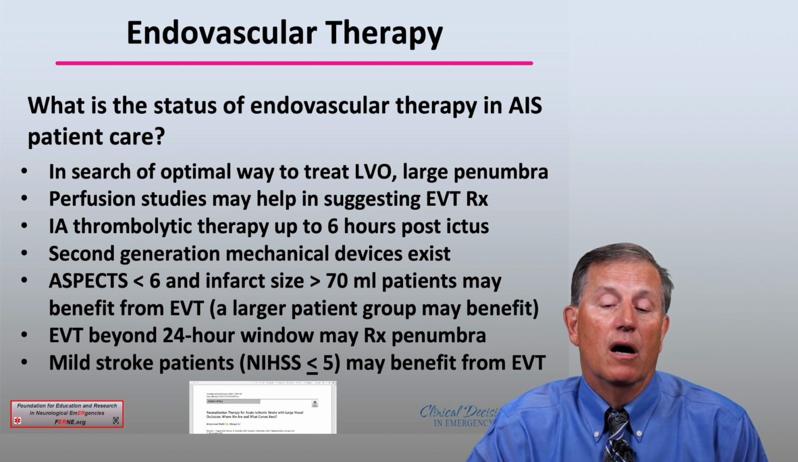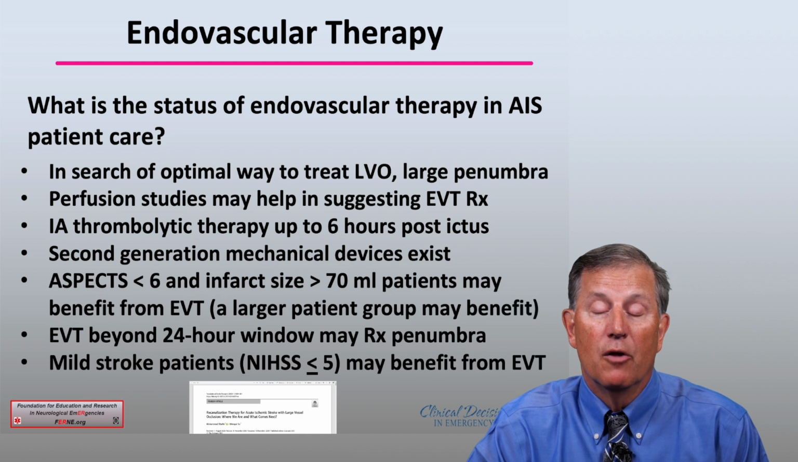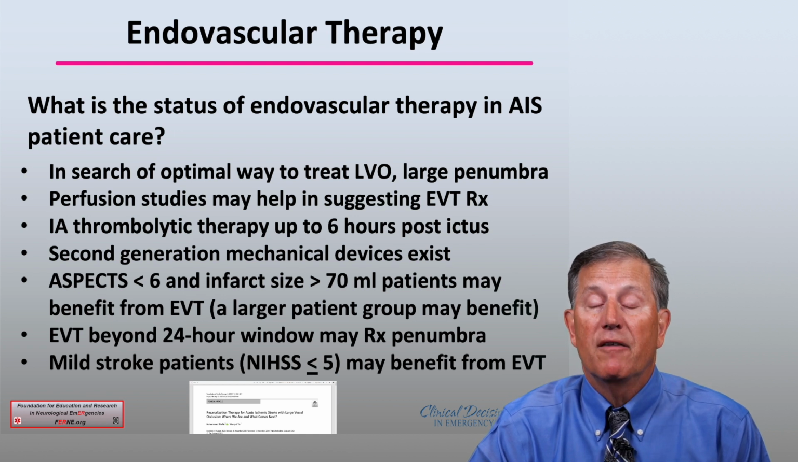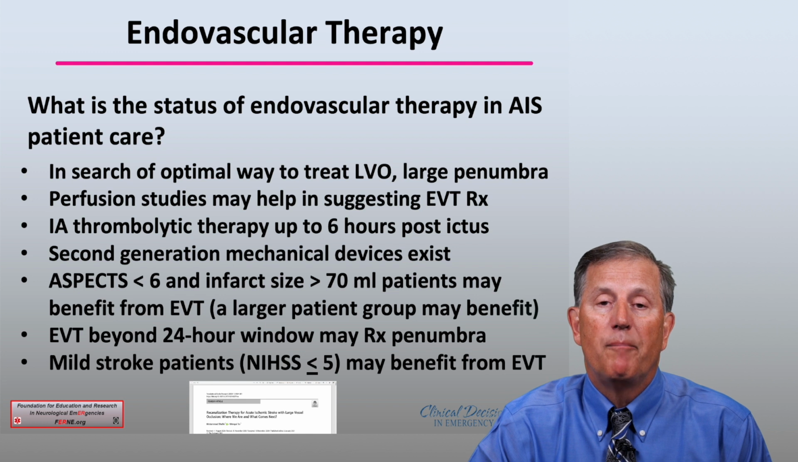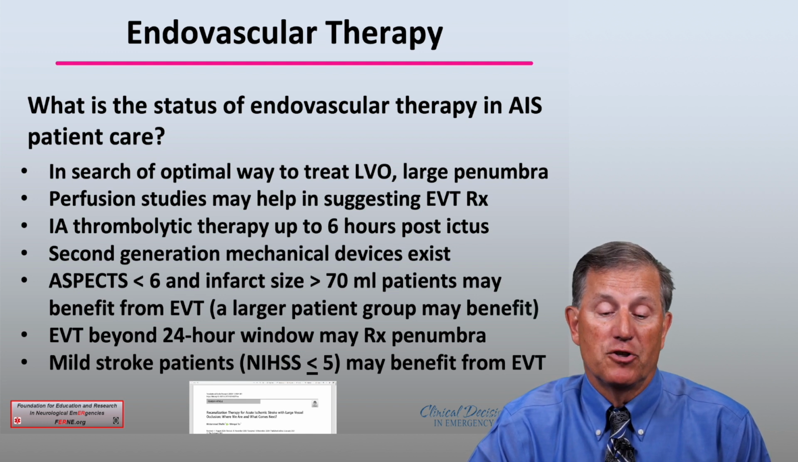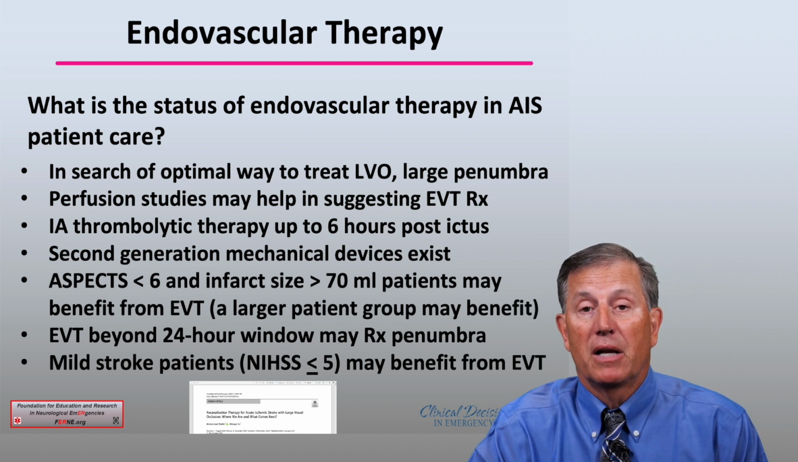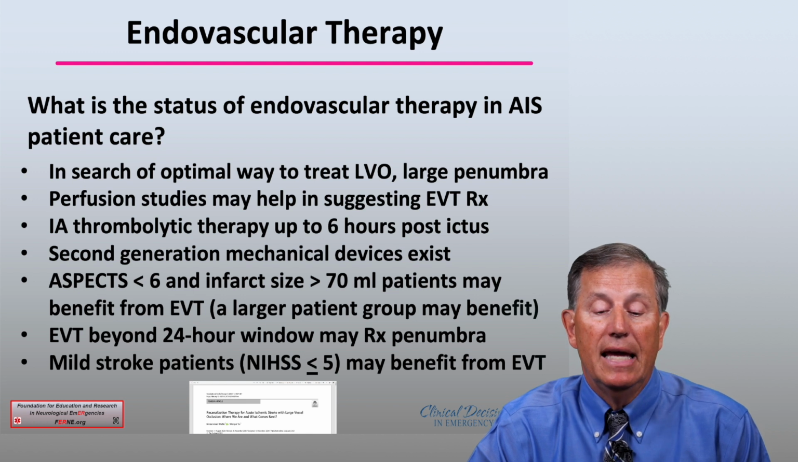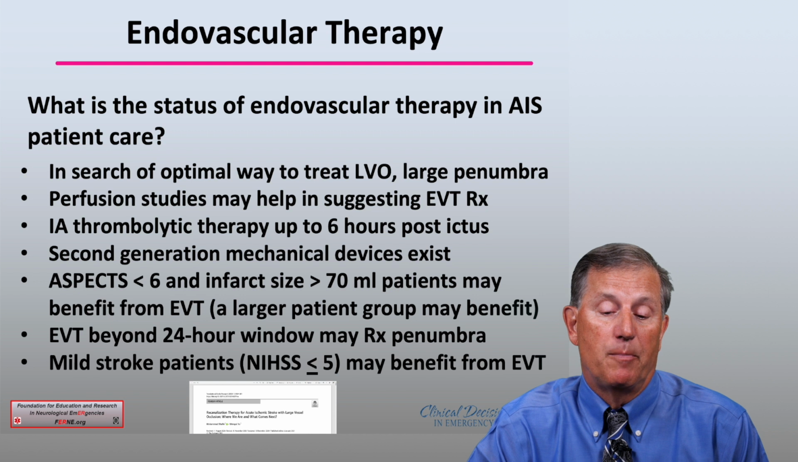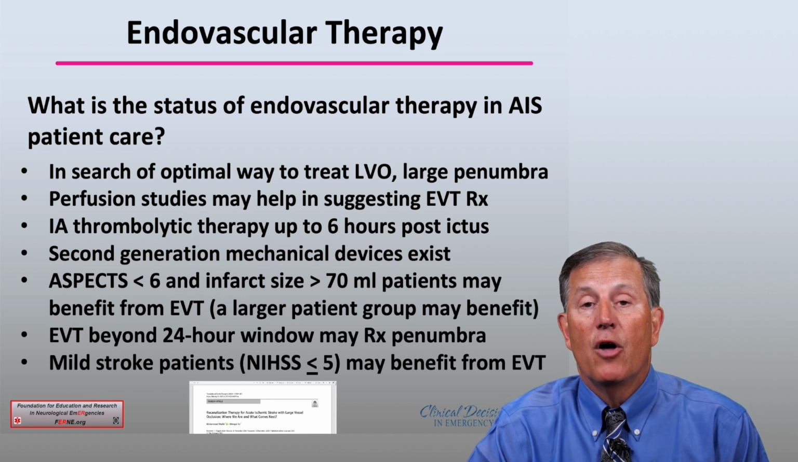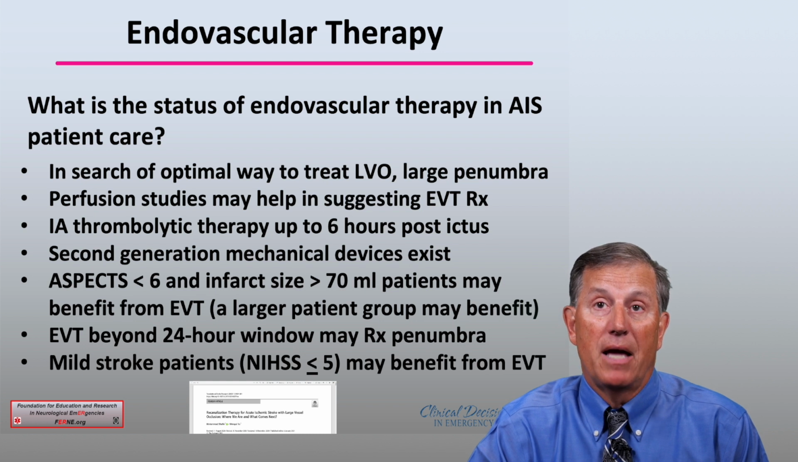And we know that the use of endovascular therapy in mild stroke patients, those with an NIH stroke scale less than 6, may benefit from EVT. So in summary, EVT is available for treating patients who are of benefit because they have a large ischemic penumbra, especially those who are beyond the IV thrombolytic therapy window, in patients who may benefit from intra-arterial thrombolytic therapy, in patients who may benefit from clot removal using second-generation devices, in those who are defined as having the best likely outcome with ASPECTS and infarct size score, and in those in whom treatment beyond 24 hours may be of benefit with EVT, including those with small or mild strokes.